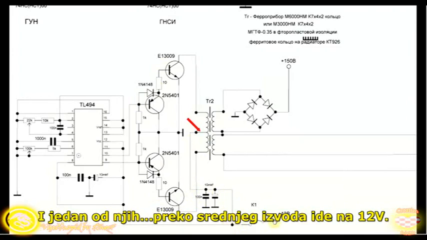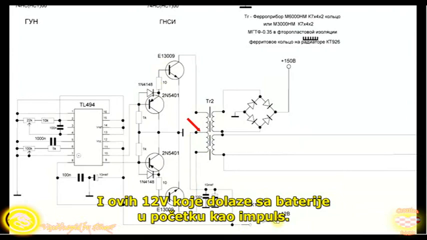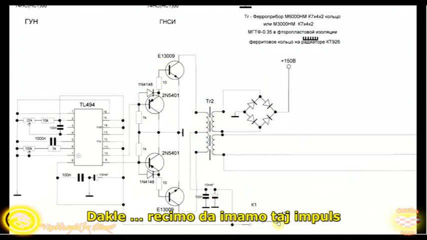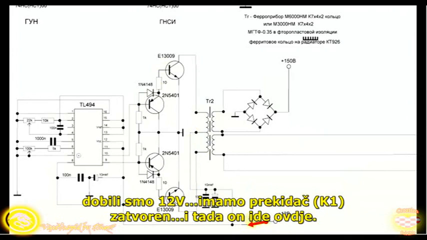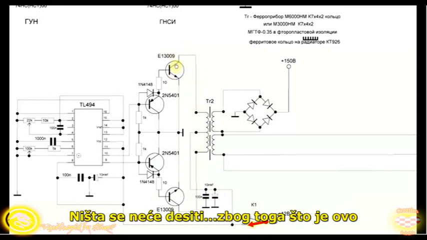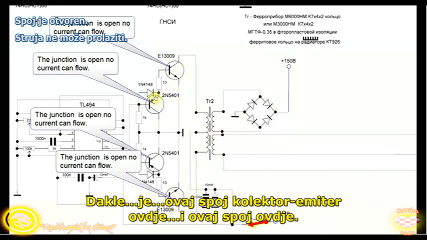top, is going to 12 volts, and that's the 12 volts that comes from the battery at first as an impulse. So let's say we have that impulse, we get the 12 volts, we have that K1 switch closed, and then it goes here. Now from here we have one way here or one way this way, but nothing is going to happen because of this junction, collector emitter junction here, and this junction here.